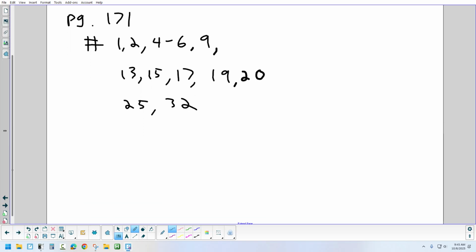So that's section 3.3. Those are the problems for tonight on page 171. We are skipping quite a bit, but if you look at the lessons on Schoology, it'll be the next lesson. All the ones in between, I just didn't even put on.